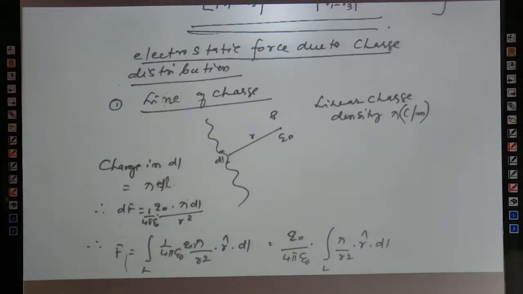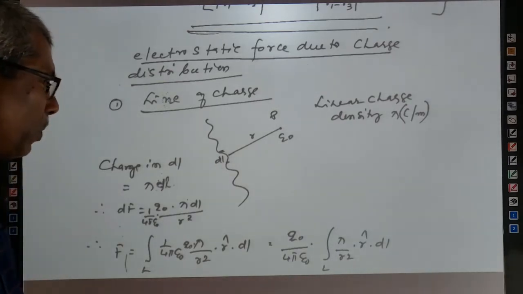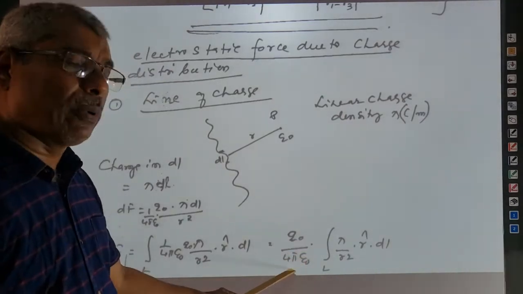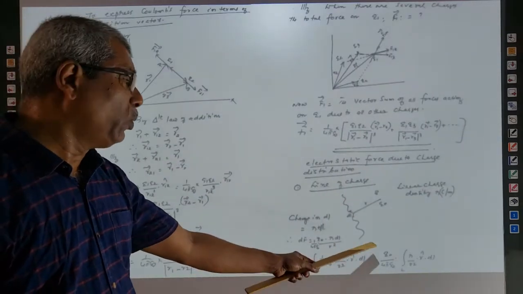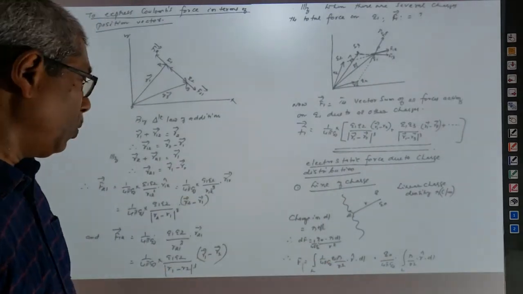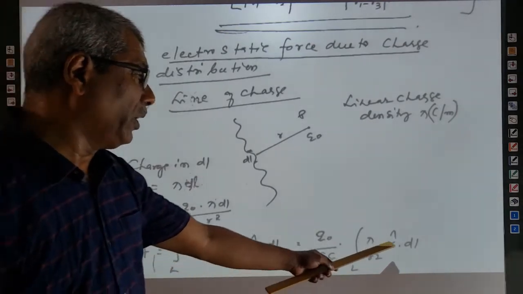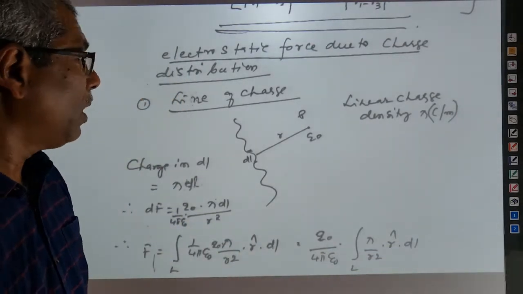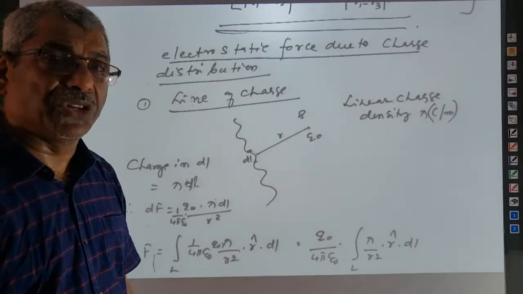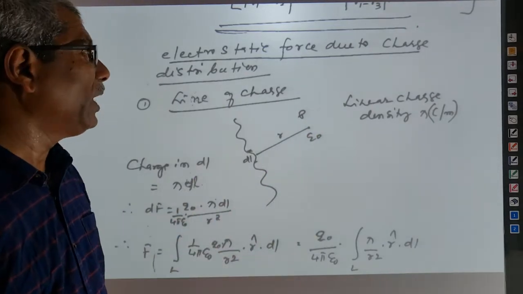So I made a mistake here. It's only a writing mistake that you can change, no problem. F is equal to Q0 divided by 4 pi epsilon 0 into the integral of lambda by R square into unit vector R into dl. So this is the total force acting on this test charge Q0 due to the line of charge.